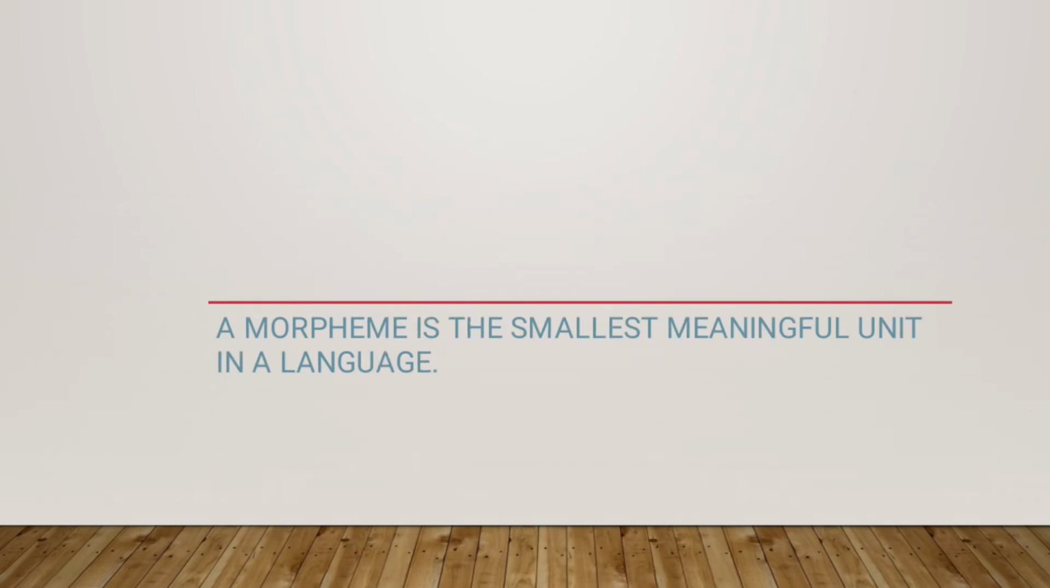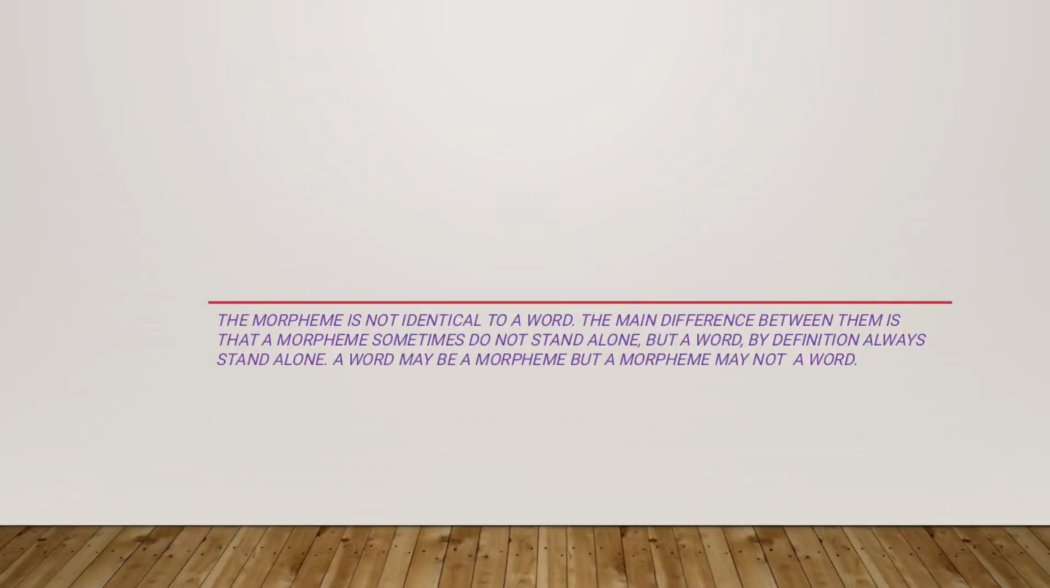Morphemes. Let's take a look at the definition of a morpheme. A morpheme is the smallest meaningful unit in a language. The morpheme is not identical to a word. The main difference between them is that a morpheme sometimes does not stand alone, but a word, by definition, always stands alone. A word may be a morpheme, but a morpheme may not be a word.